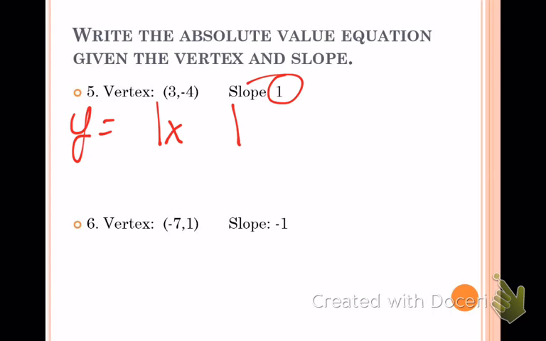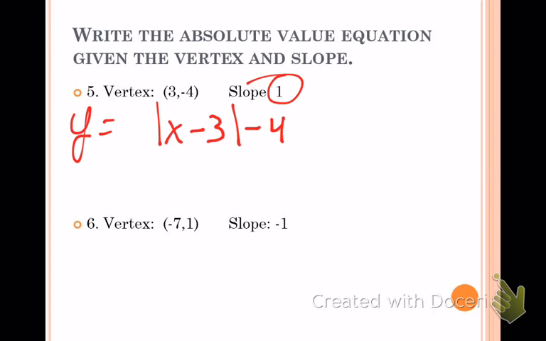This is our a. Remember, the slope goes out front, so this is going to be a 1. And then our vertex came from opposite h, same k. So I'm going to put a -3 inside of here and a -4 out here. Okay? And that's it. That's your equation. Now, if you want to leave this 1 in, you can. Most textbooks won't, so just write it like that.